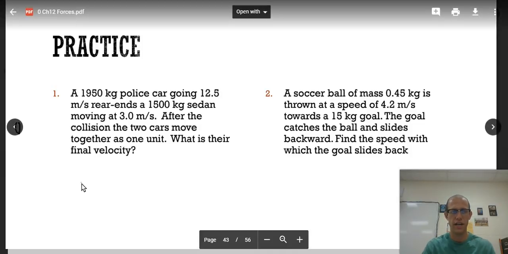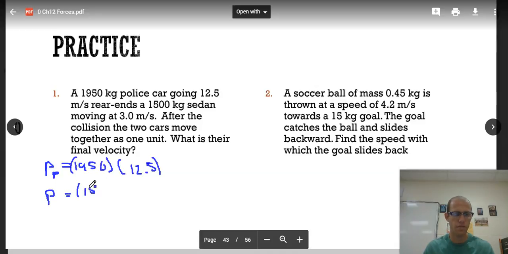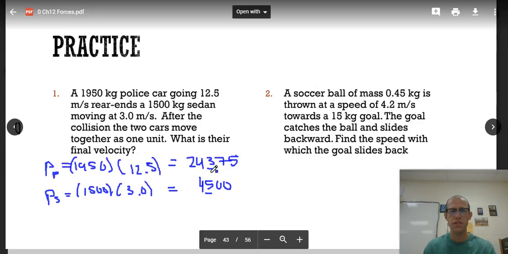So we are first going to find the momentum of the police car. So momentum of the police car is going to be 1950. We're going to multiply that by how fast it was going, 12.5, and we're going to get out its momentum. So that's the police car. Then we're going to find the momentum of the sedan, and that is 1500, and that is going at 3 meters per second, and then get out that answer. That was the sedan. So these are my two momenta, and their labels are kilograms meters per second.